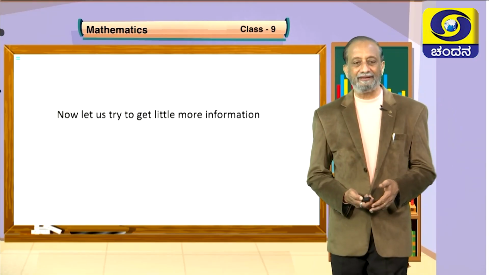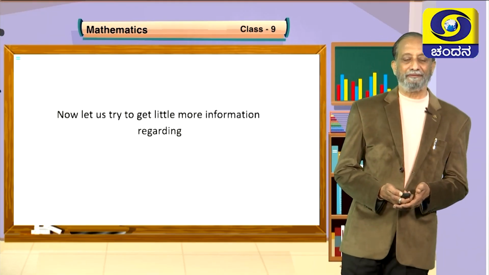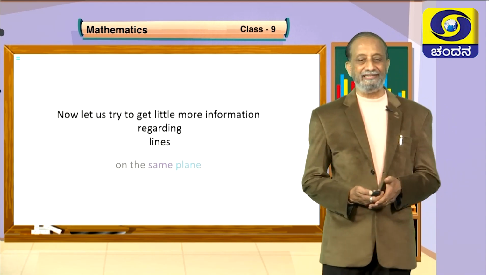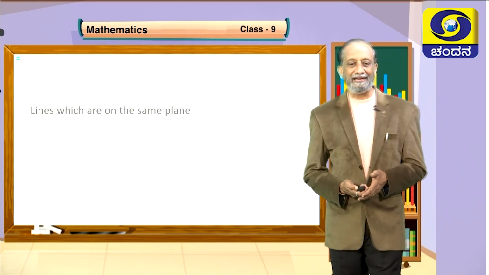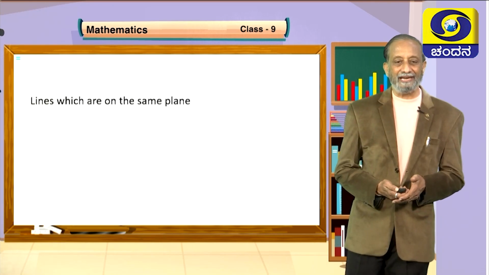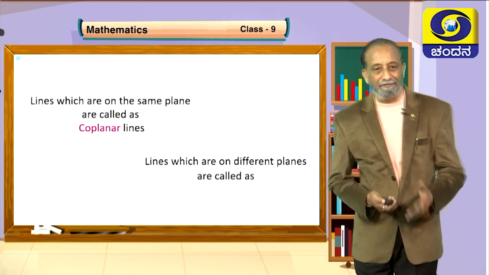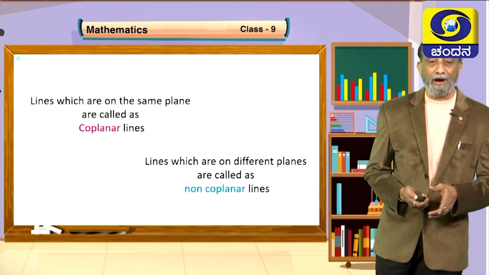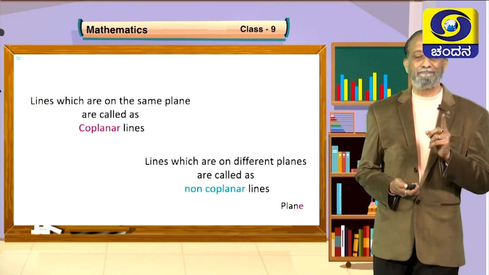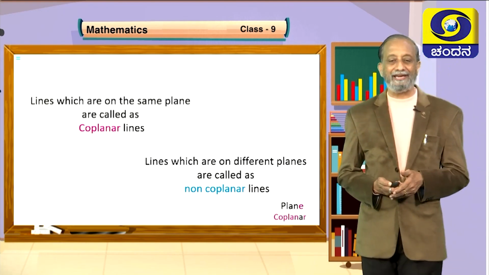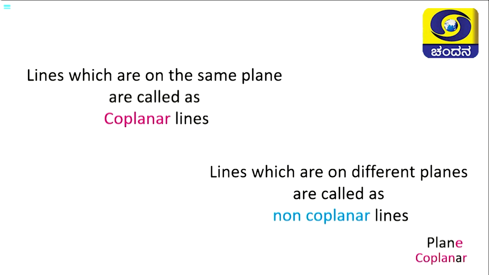Let us try to get a little more information regarding lines on the same plane. Lines which are on the same plane are called coplanar lines. Lines which are on different planes are called non-coplanar lines. Children, please observe the spelling for plane, P-L-A-N-E, and for coplanar, C-O-P-L-A-N-A-R, not N-E-R. Please be careful.